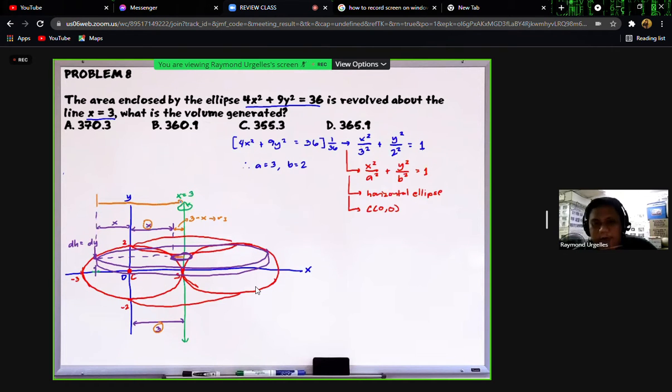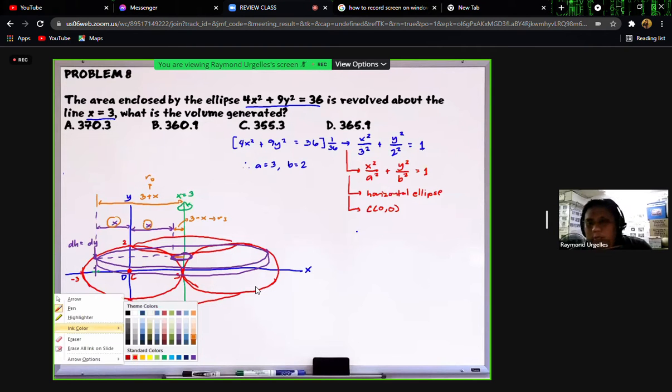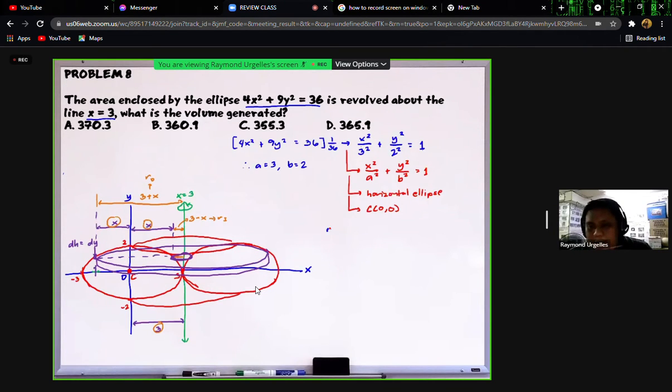For the outer radius, that will be from here all the way to our axis of revolution. Since this is x units and this is 3 units, this should be 3 plus x units. So this is our outer radius. Now we have everything we need for the washer method.